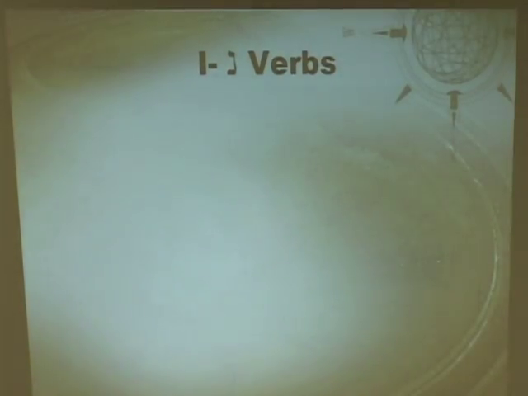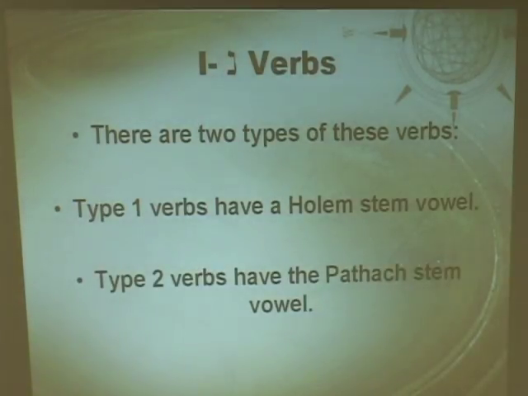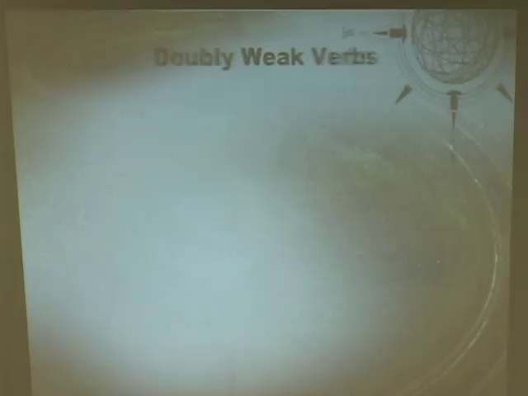First noon, well, that's a good one too. There are 2 types of these verbs. Type 1 verbs have a holem stem vowel. Type 2 verbs have the pathak stem vowel. It's a recurring theme in a few other types. Holem and pathak. And these are listed on your page 184. Yipol, tipol, tipol, tipli, epol, yiplu, tipolna, tiplu, tipolna, nipol. That's the type 1, the one with a holem vowel.